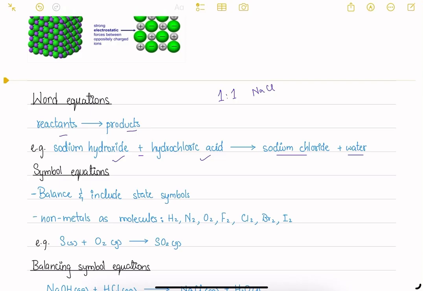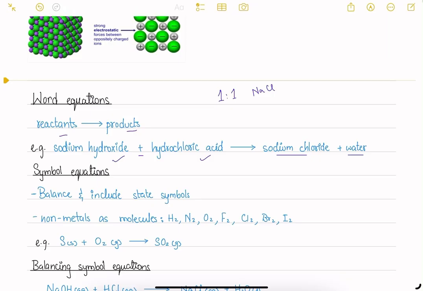When we represent the arrow, I have heard quite a few students saying that sodium hydroxide plus hydrochloric acid equals sodium chloride and water. That's not the case in chemistry. When we have the arrow, we say it gives us, or it forms, or it produces. We don't say equals to in this condition.